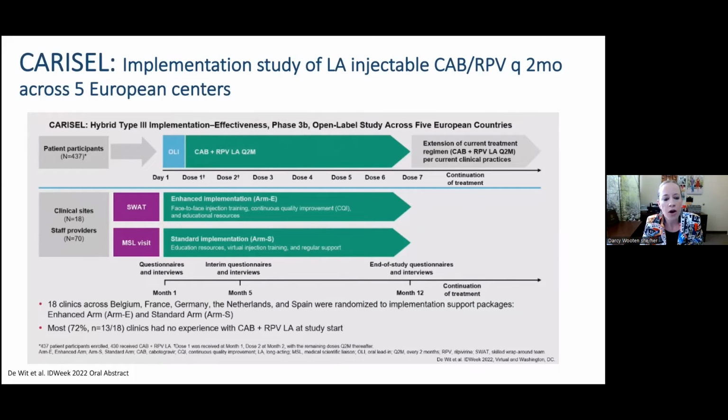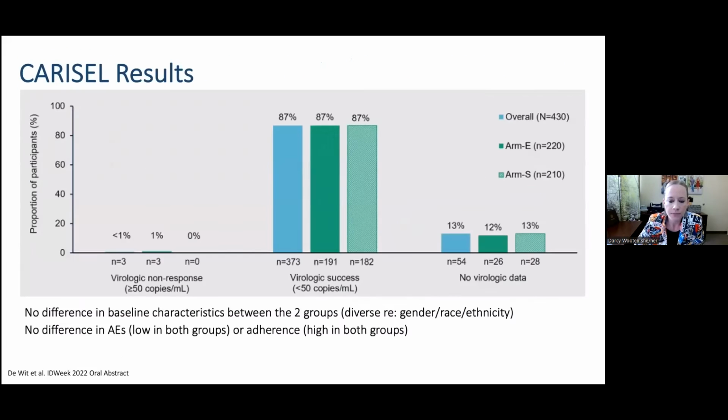In the standard arm, the clinics received those same printed educational resources and then received a virtual training on how to do the injections, and that was pretty much it. They looked at virologic efficacy between the different arms. What you can see here in the middle is that virologic suppression was high, regardless of whether you were in the enhanced implementation or the standard implementation arm, which is really great.